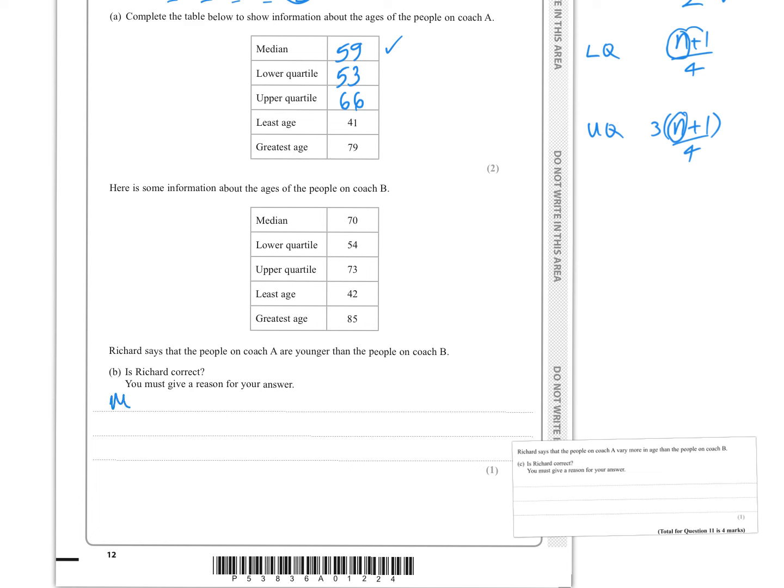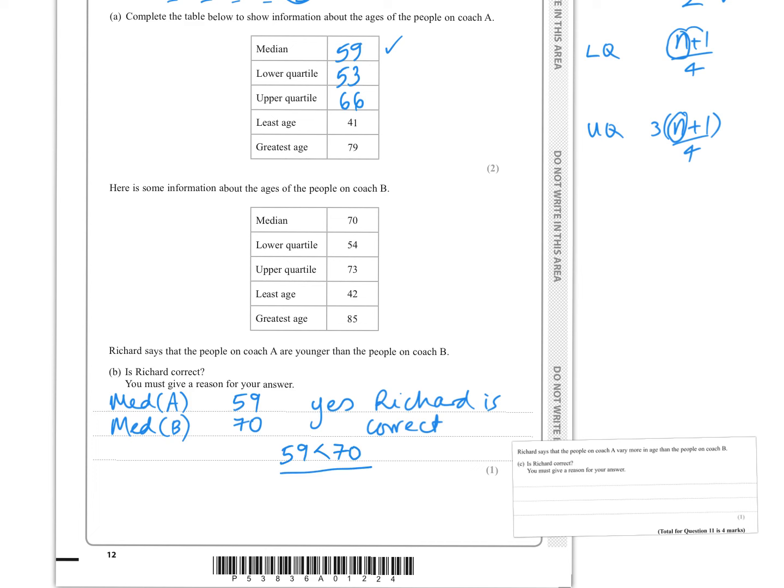So I would say that the median on coach A is 59. The median on coach B is 70. And so I would say, yes, Richard is correct, and state 59 is less than 70. The median was 59 on coach A, the median on coach B was 70, and because 59 is less than 70, Richard is correct. You'd have to give as much information as you can.